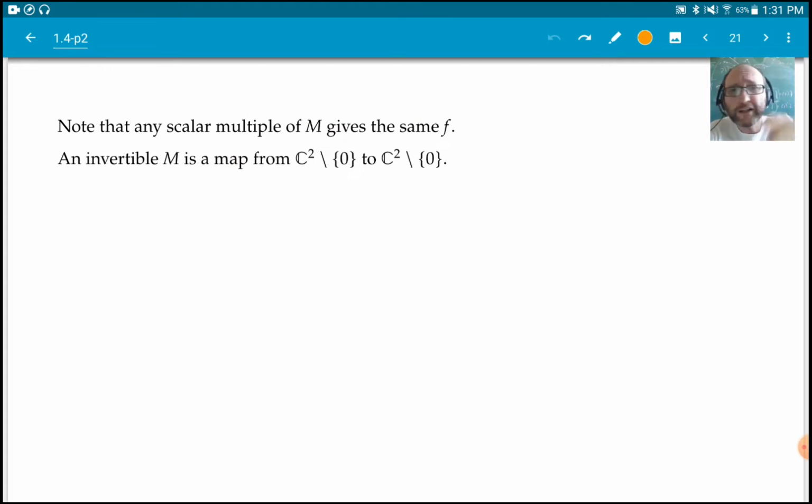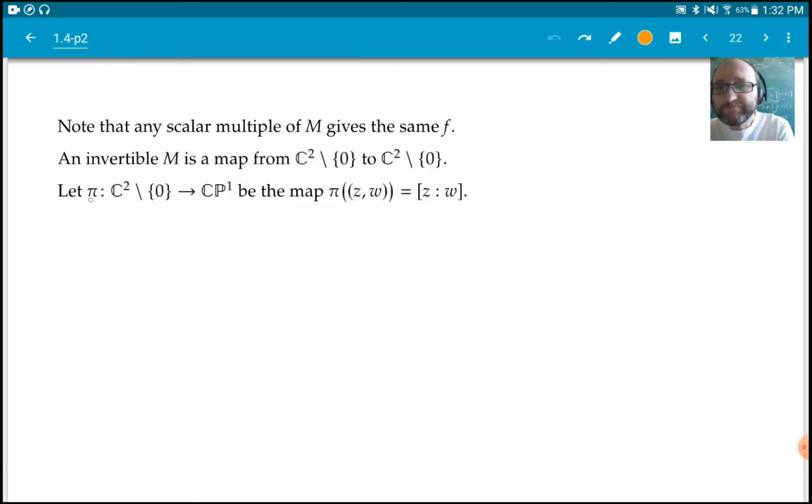Next, if I think of the map M just on C2, I can think of it as a map from C2 minus the origin to C2 minus the origin, because it's invertible, so it doesn't take anything other than the origin to the origin. Now let pi be the so-called natural projection. It's the thing that takes C2 minus 0 and gives you the corresponding equivalence class in CP1.